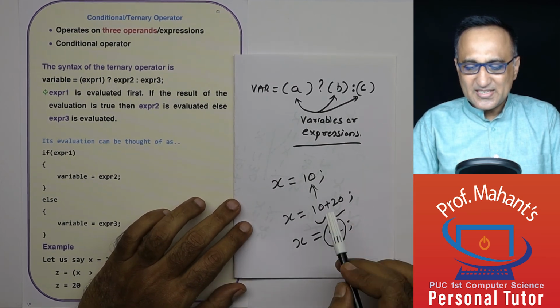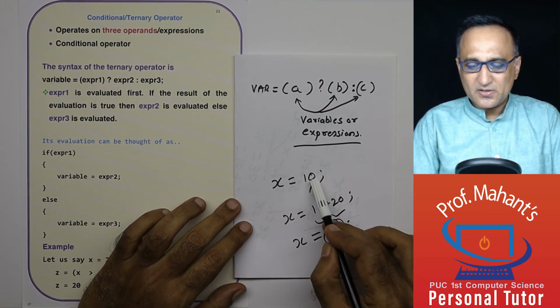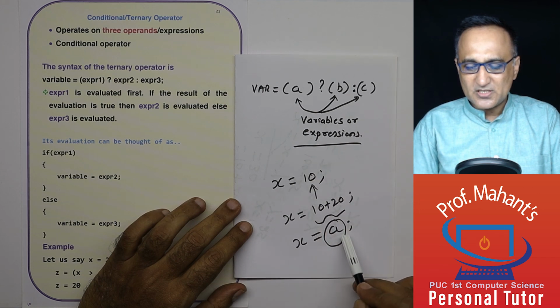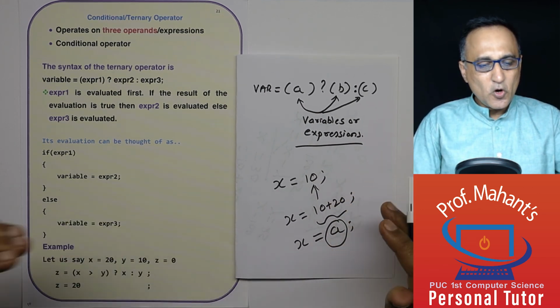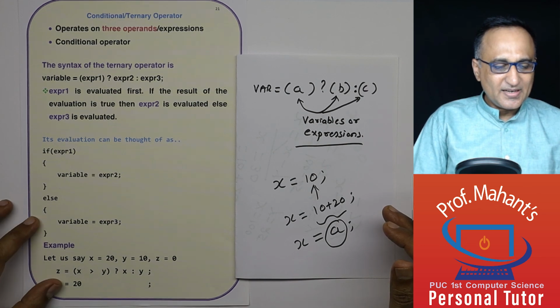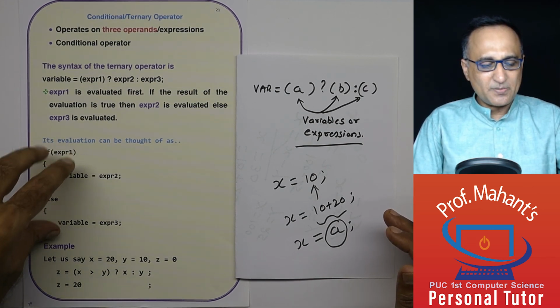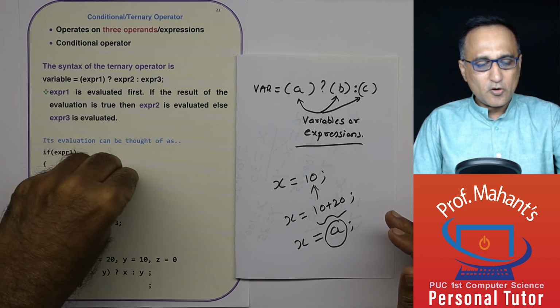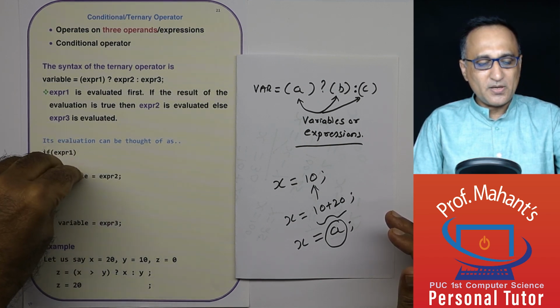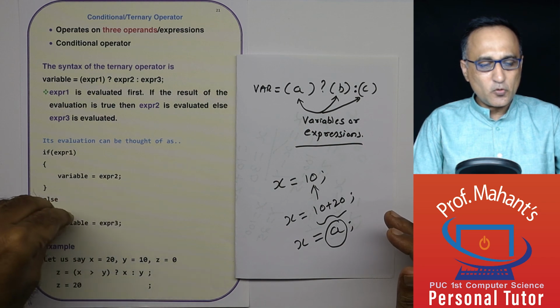Alright, so this is an example of an expression. This is an expression, this is an expression, this is an expression. Alright, so I hope you have understood the ternary operator. You can assume it like an if else kind of statement. If this is true, copy the value of 2 into the variable. If this is false, copy 3 into the variable.